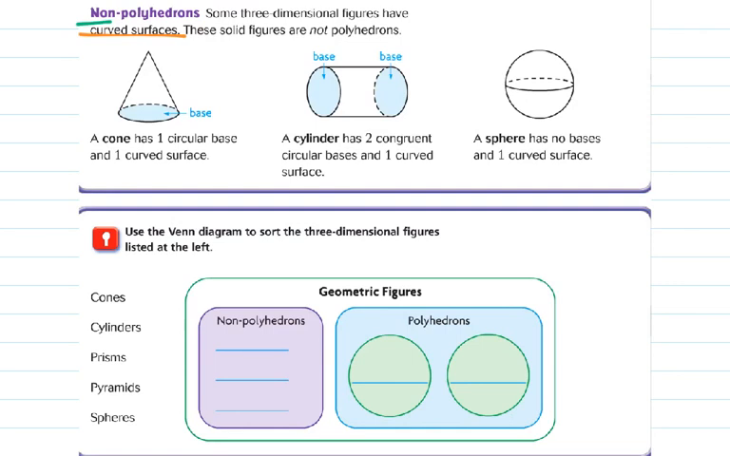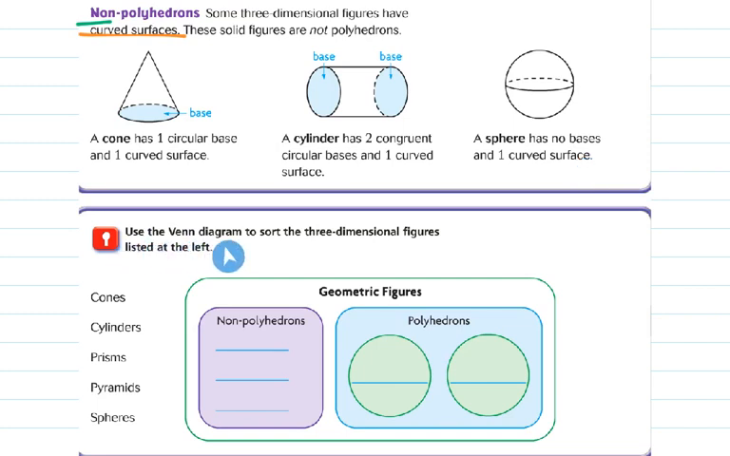So the first example we have here is a cone. A cone has one circular base and one curved surface. Next, we have a cylinder. A cylinder has two congruent circular bases and one curved surface. And lastly, we have a sphere that has no bases and it has one curved surface.